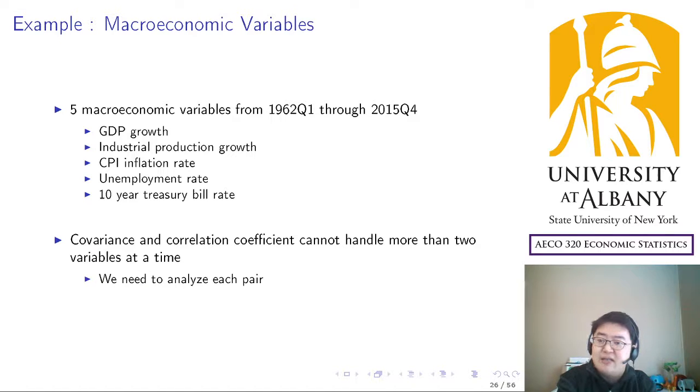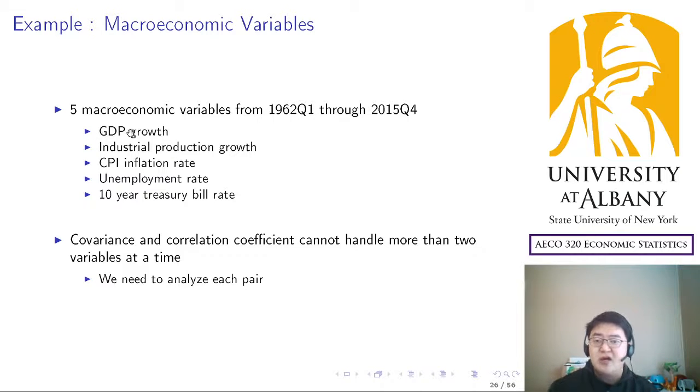Can we extend covariance or correlation coefficient to more than 2 variables? The answer is no. Correlation coefficient and covariance are only for one pair of variables. When you have 5 variables like this, there is no direct way to analyze them using covariance or correlation coefficient. Instead, you have to study every possible pair, so calculate the covariance for every possible pair of those variables.